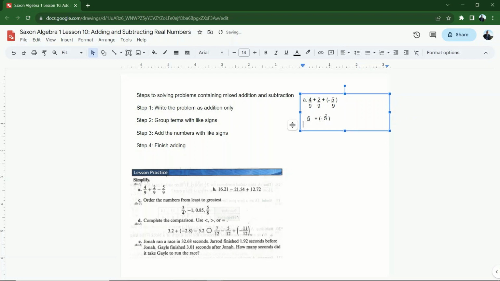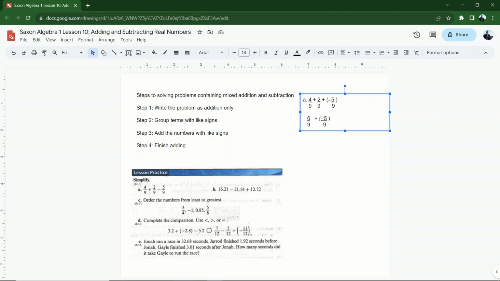And then these are both going to be over 9. Okay, there we go. All right, excellent. And then the last thing I need to do is finish adding. Here I have 6 over 9 plus negative 5 over 9. So what I do is I find the difference. 6 ninths minus 5 ninths is 1 ninth.